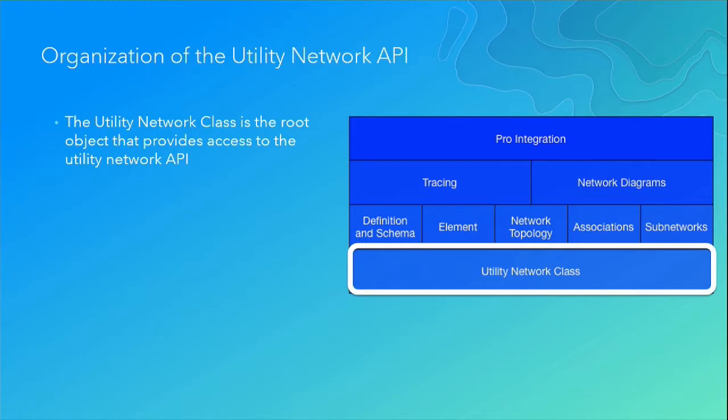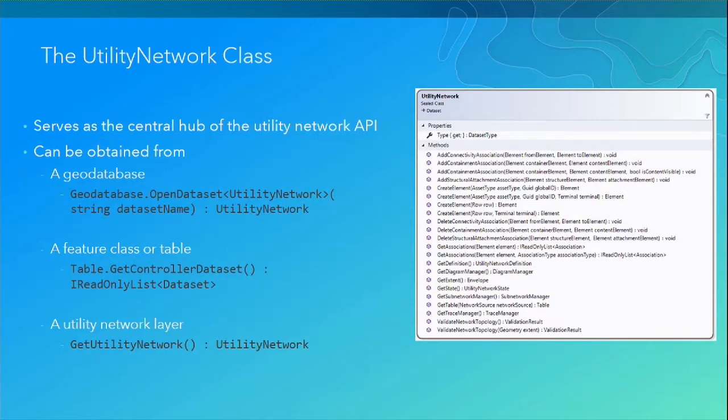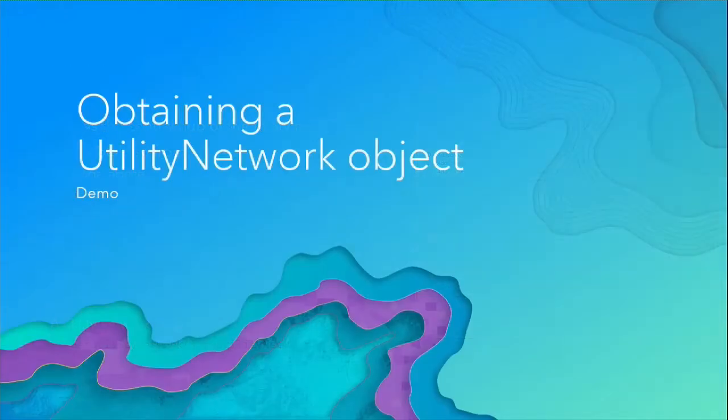The utility network class is the root object that provides access to the rest of the SDK, the rest of the APIs. So it is the central hub. And you're going to hear me mention this class 24 times for the rest of the morning. A couple different ways you can get to it. You can get to it from a geodatabase, from a feature class, or from a layer. But rather than having you look through all that code, I think we're going to have Dave show us how to do this.